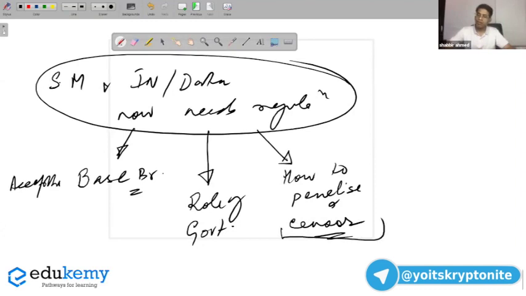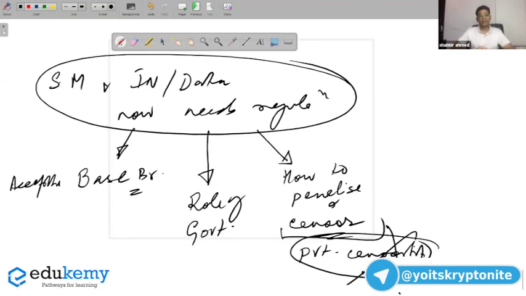Okay, एक बहुत important debate है that private censorship, this will not work. The role of government, what kind of laws they can pass, what type of institutions they can pass. And third is how to penalize, how to punish, how to censor. And private censorship is not going to work. Facebook का अपना है. Okay, every medium says Twitter का अपना censorship है. But that type of self-censorship is not working.